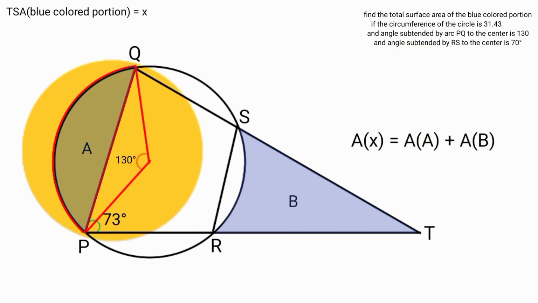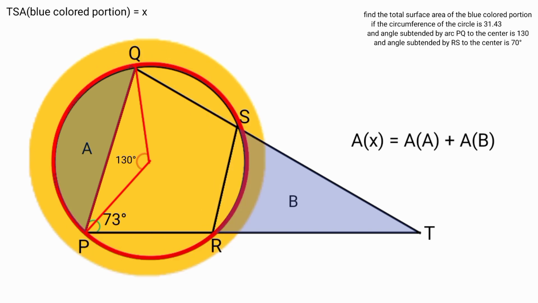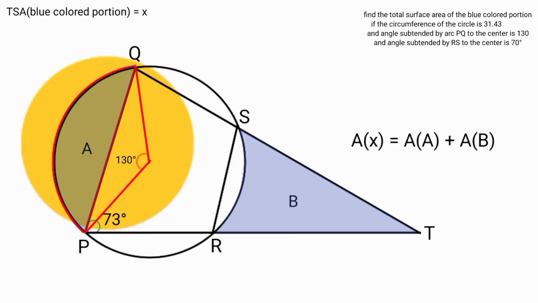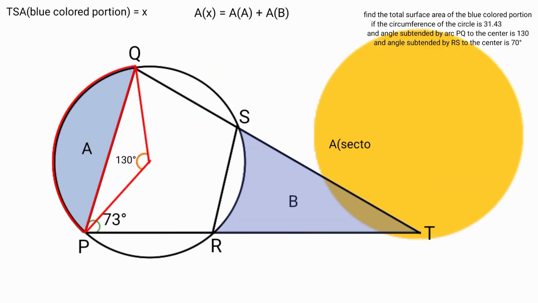A here we can see is a segment of this circle. So how can we find its area? If you look at this sector, it is made up of this segment A and this triangle, and that implies that the total surface area of the sector is equal to the area of this segment plus the area of this triangle. So area of sector equals area of segment plus area of triangle.